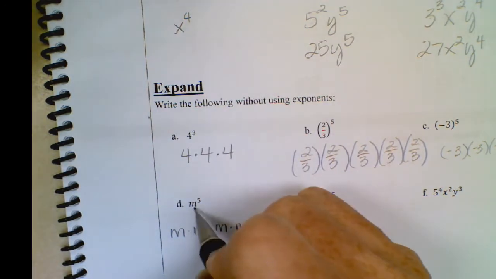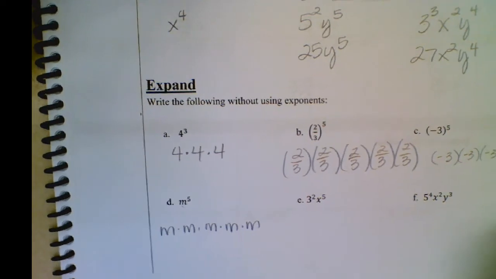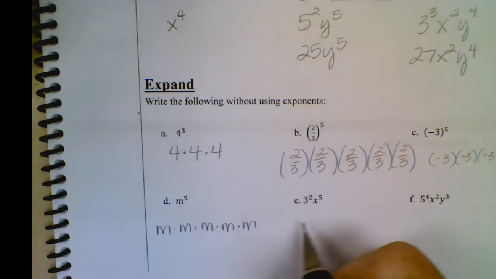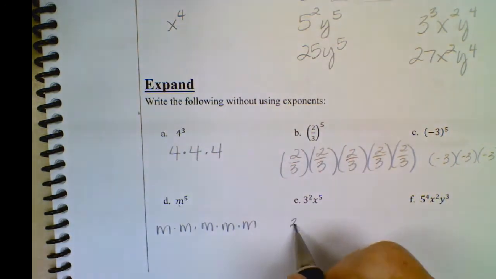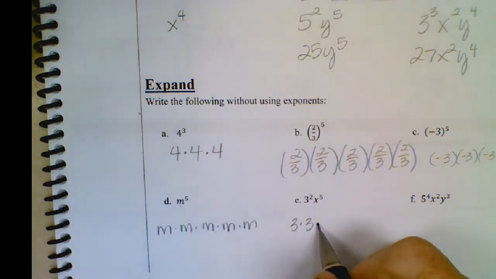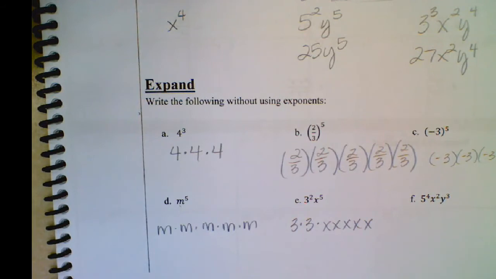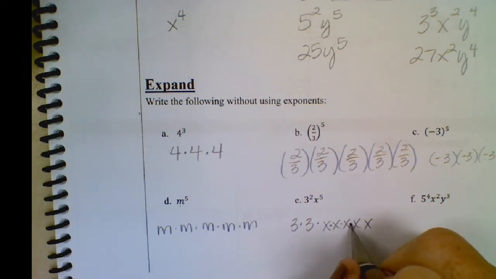I actually find variables with exponents to be pretty easy. I think you will too. We've already kind of dealt with that in my class with square roots, and you'll see that again for sure. So 3 squared would be 3 times 3, and then x times itself 5 times. When you write variables like this, you don't necessarily need to put the dots in between each. It's kind of assumed that those are multiplying together.